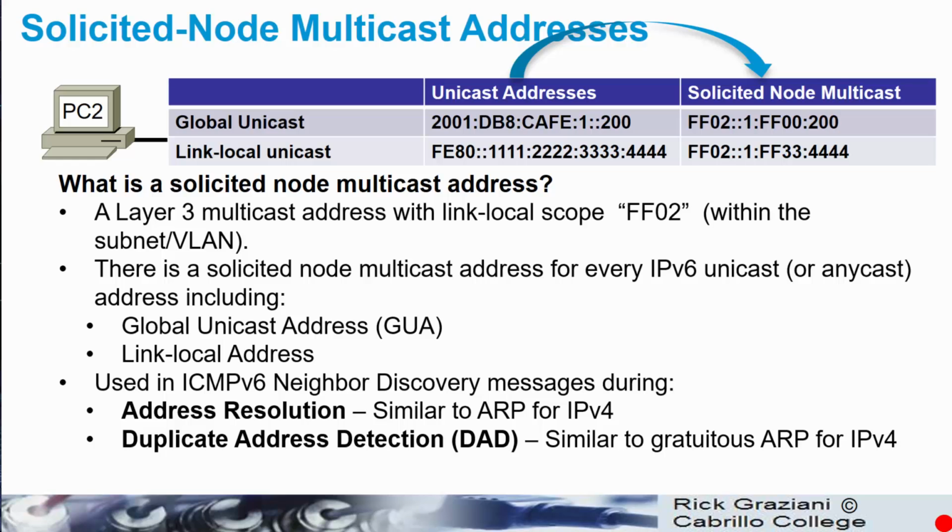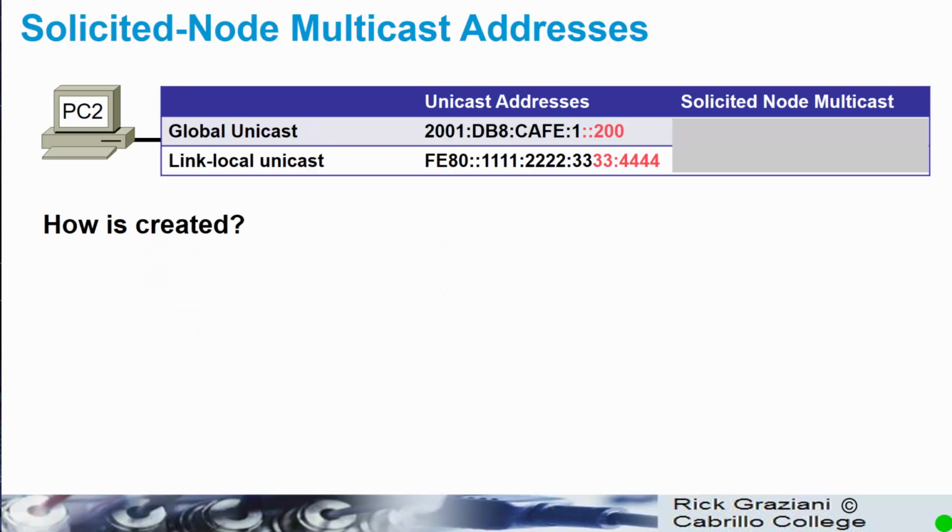So when we use things like ICMP version 6 for neighbor discovery messages, we do things like address resolution, which is similar to ARP, and we also do duplicate address detection, DAD, which is similar to gratuitous ARP. Basically, it just verifies our address lookups and address duplication. The important thing to realize is that you're going to end up with a multicast address per individual unicast address for our solicited nodes.